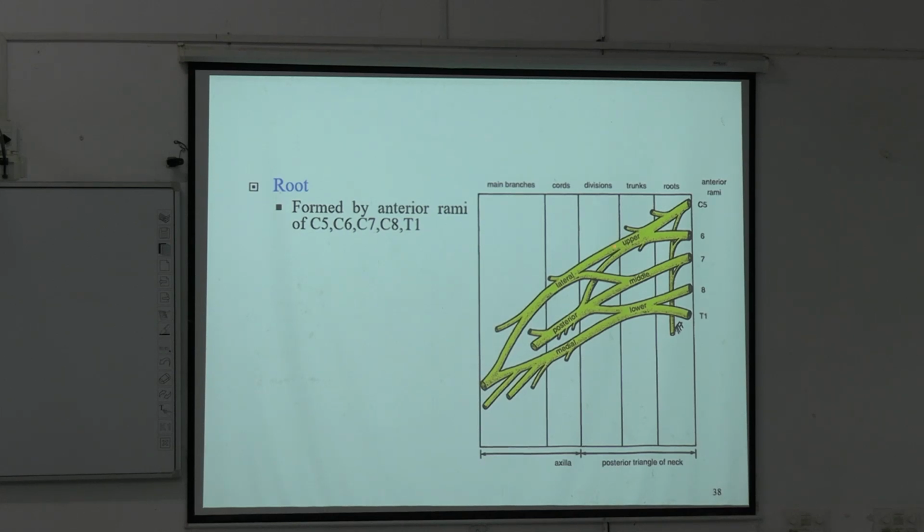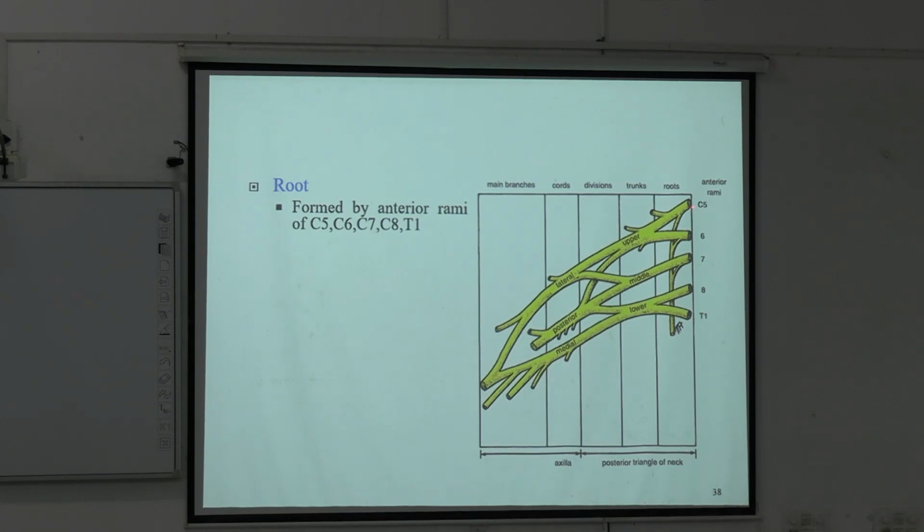Now you see that the upper trunk splits into an anterior division, and the middle trunk has an anterior division, which unite eventually and form another cord. We call this cord the lateral cord. And then we are left with only the lower trunk anterior division, which forms another cord, which is known as the medial cord.